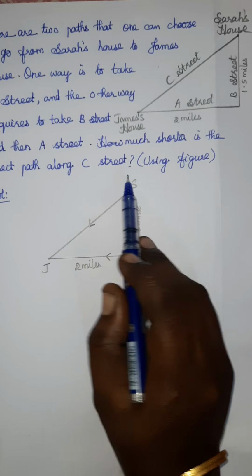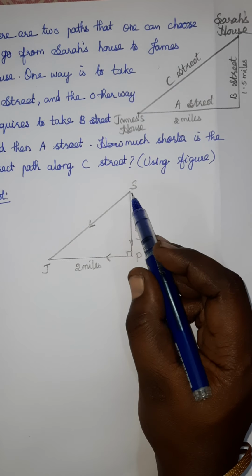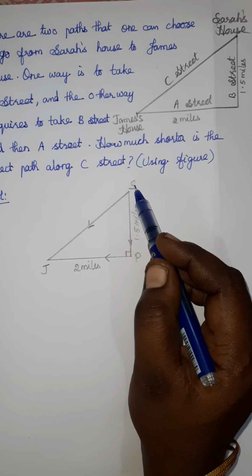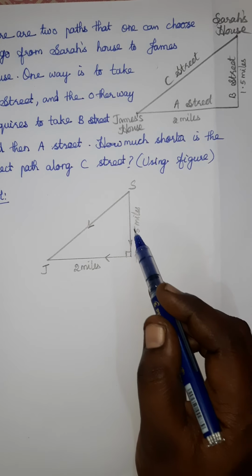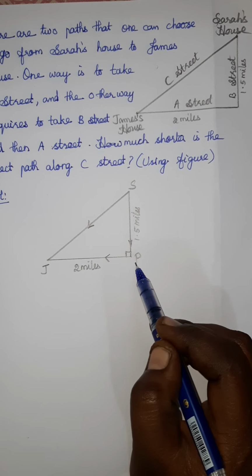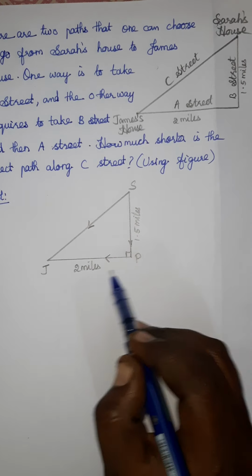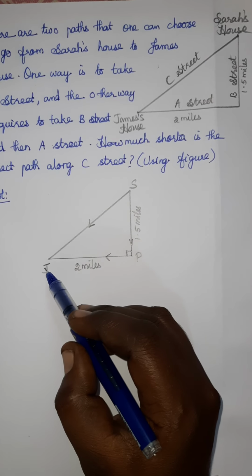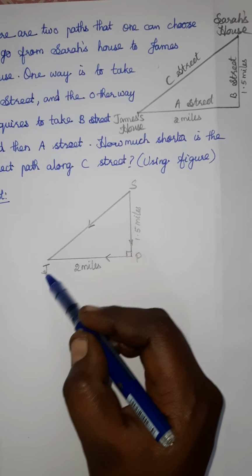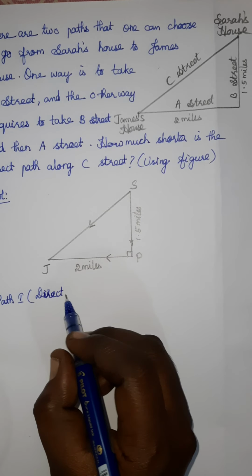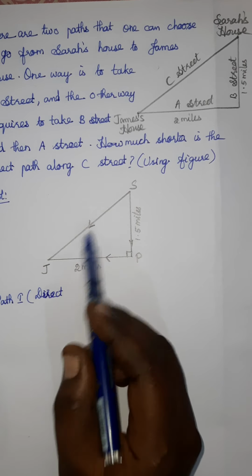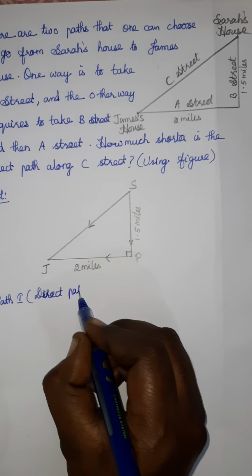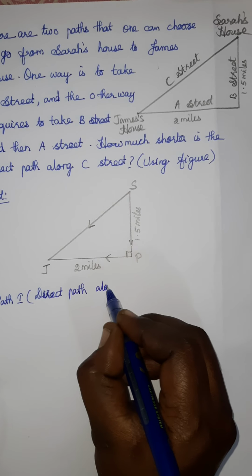First of all, we consider James' house point as J and Sarah's house point as S, and the meeting point of B Street and A Street as P. So JP equals 2 miles and SP equals 1.5 miles. First you need to find the length of SJ. So we can choose the direct path as path 1. Path 1 is the direct path along C Street.